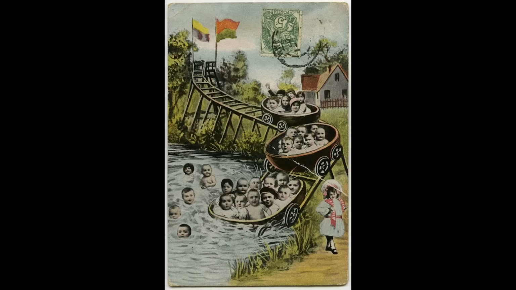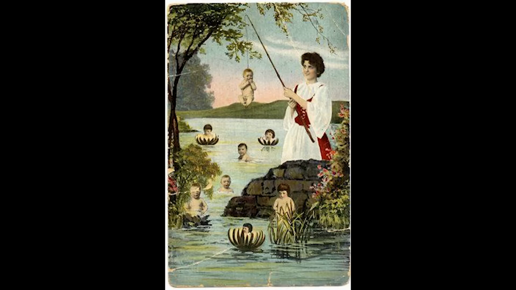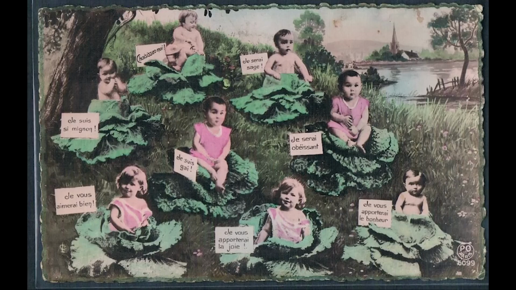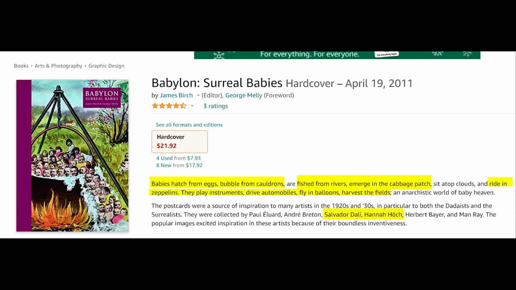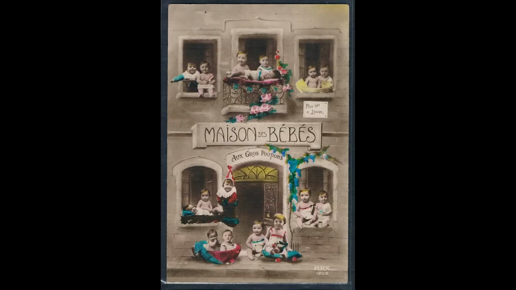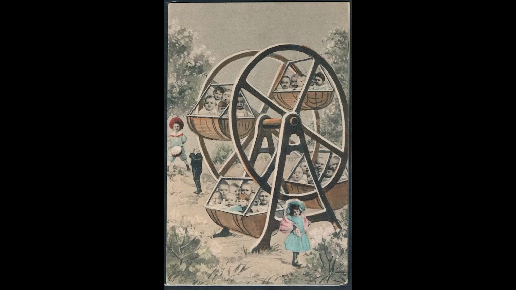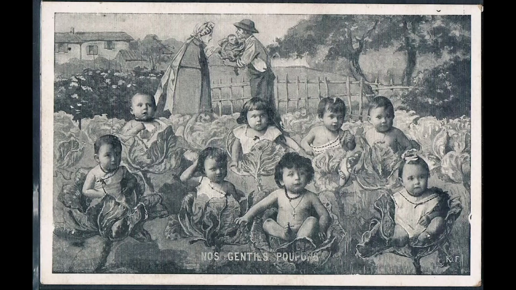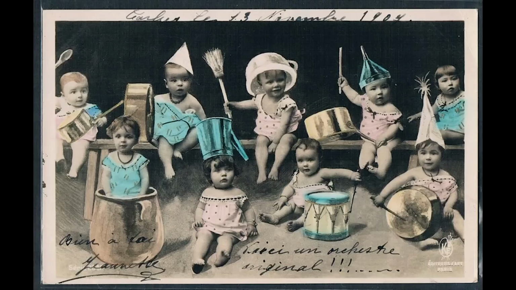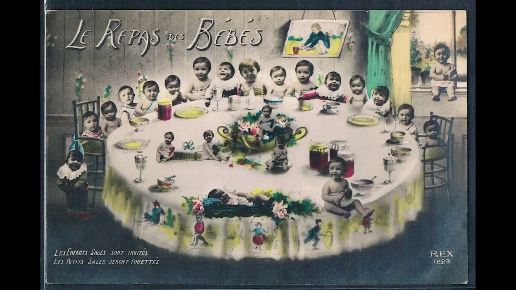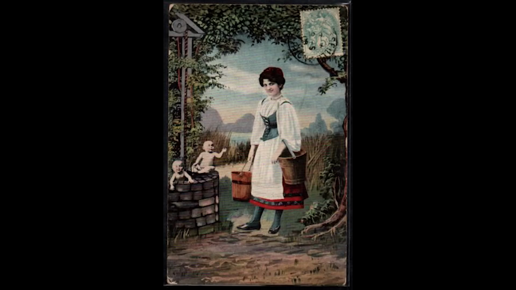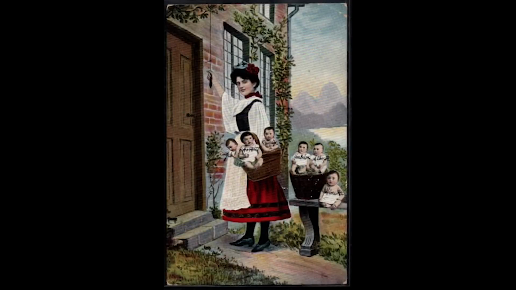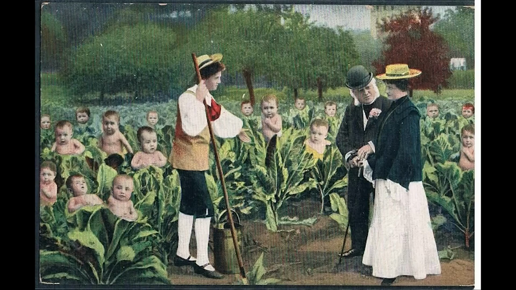We found one reference to what these cards were in a book on Amazon named Babylon, Surreal Babies, in which the author describes these same peculiar 1900s postcards and how they were deeply influential to many famous artists, including Salvador Dalí. Yet, the author even admits that little is known of their history. In order to understand why we've labeled them repopulation postcards, a thorough understanding of resets, criteria, orphan trains, incubators, asylums, and Odd Fellows will be necessary.